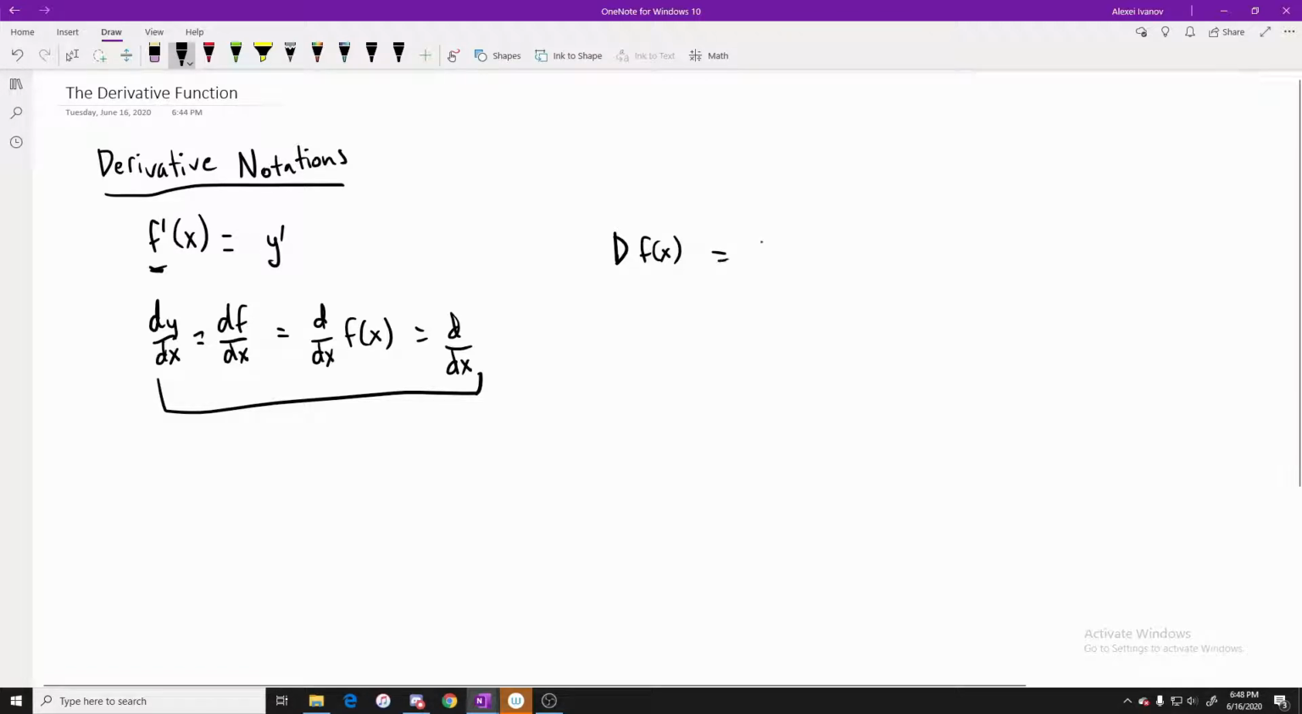So you'll be writing stuff like capital D sub x of f of x, meaning it's the derivative with respect to x of this function f of x. You'll see more of what I mean by with respect to x when we get to implicit differentiation, because when we take the derivative of something, it's only the derivative of a specific variable. You'll see a lot of it in partial differentiation in Calc 2.